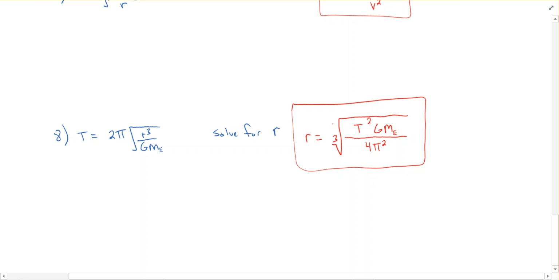Notice that this is a cube root, and the reason for that is because I had r to the power of 3 when I was solving for it. So I rearranged everything so I had r to the power of 3 on its own. And then the last step would just be taking the cube root, because cube root is the opposite of cubing something.